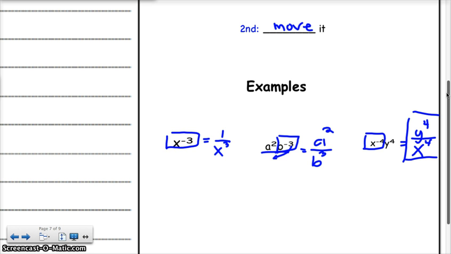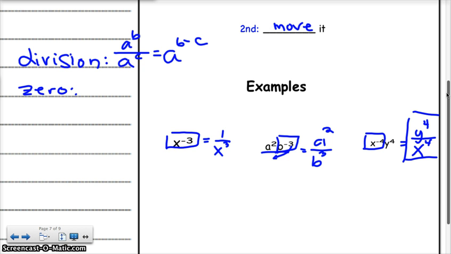Okay, so keep in mind, we just dealt with the division property today so far, which is when we subtract the exponents. Okay, a to the b over a to the c is a to the b minus c. We dealt with the zero property. Anything to the 0 power is 1. We now dealt with negatives. The negative property states that if you're negative, move it to turn it positive. That's the gist of it.